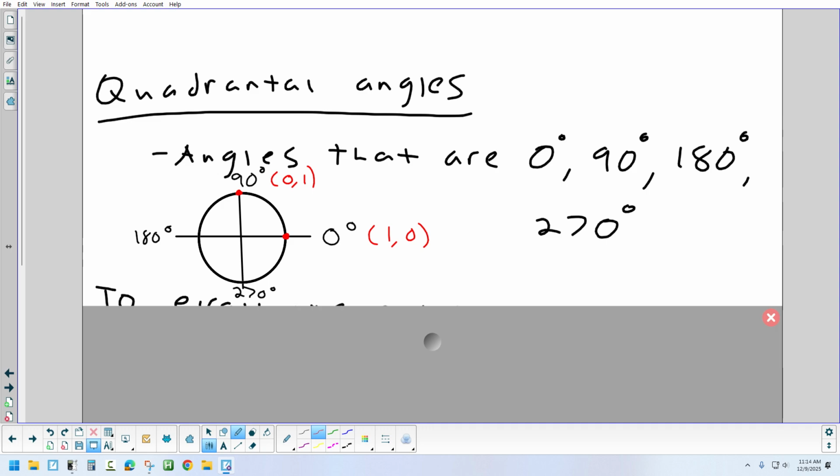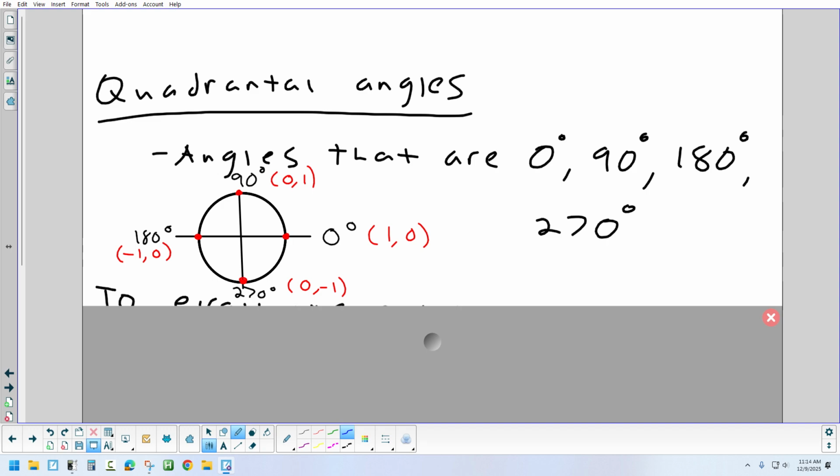We just did 90. How about 180? What would be the coordinate for that? Negative 1, 0. And how about the coordinate for 270? Yep. 0, negative 1. Okay, so those are the 4 angles that we're going to start out working with, those 4.